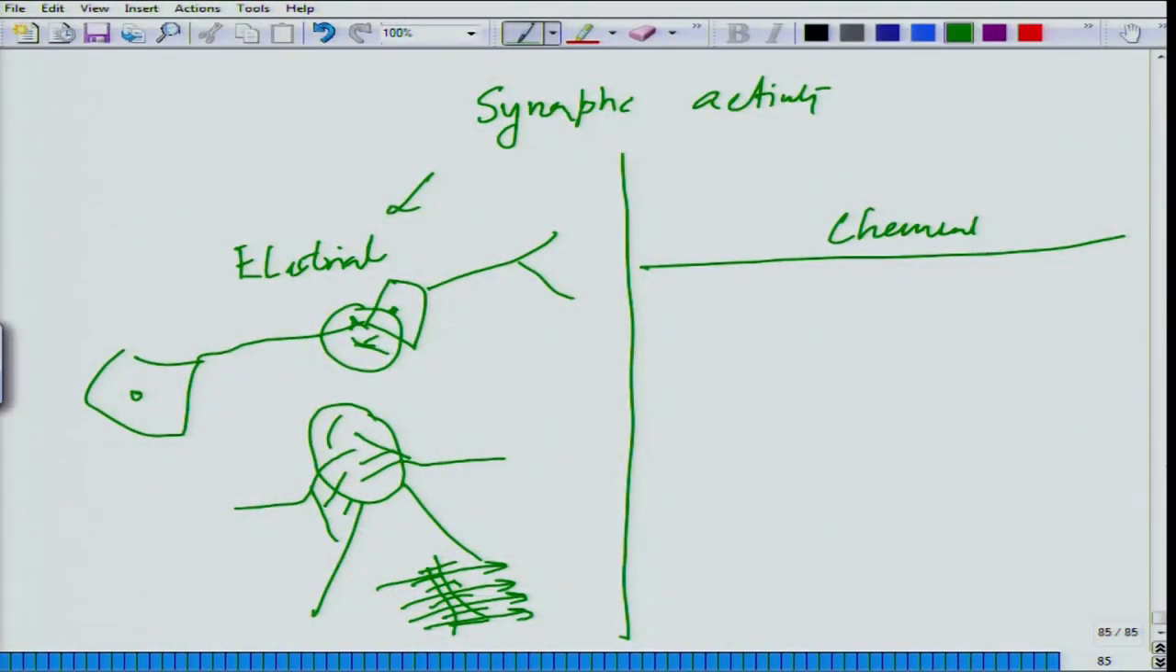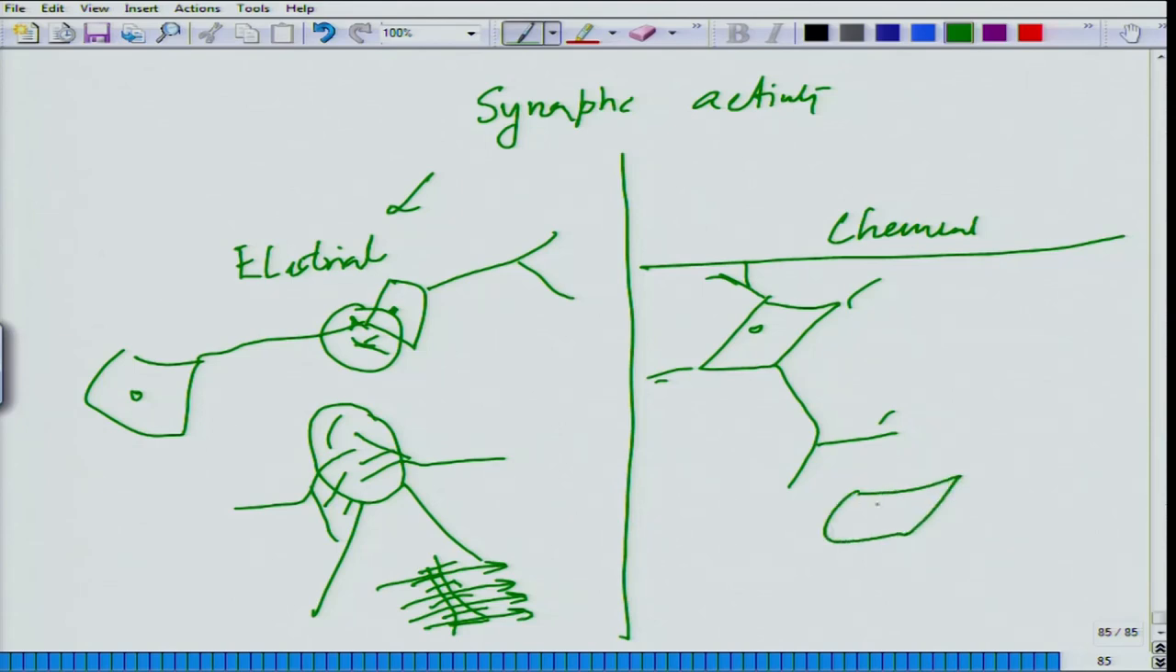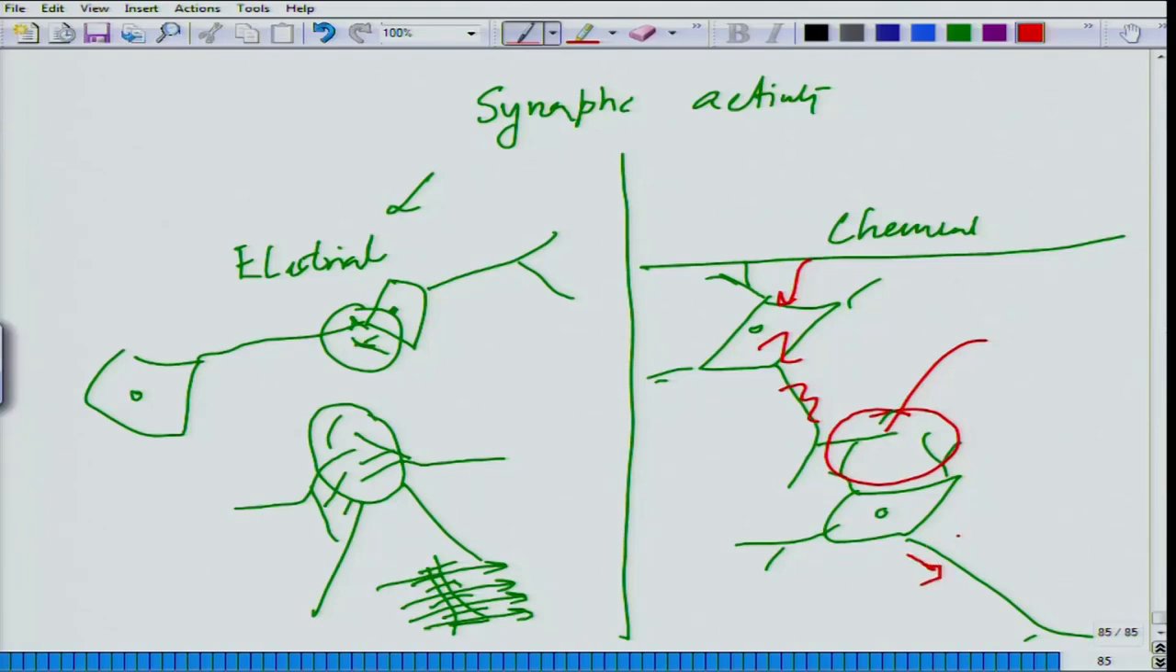What is a chemical synapse? It is something like this. Here is a neuron and here is another second neuron sitting here. Here is the signal coming and moving. This is the zone where this neuron transmits its electrical signal to the other neuron, and it does so using a specific set of chemicals called neurotransmitters. So this is what a chemical synapse is all about, and we will talk more about the chemical synapse in the next lecture.